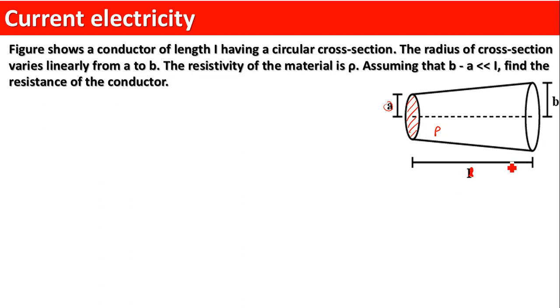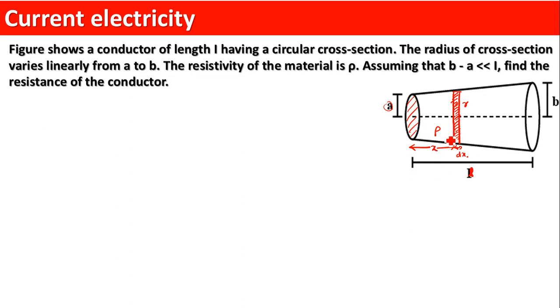Shall we start the question? Yes. Similarly to the previous problem, you can also take a small strip here, in the form of a cylinder, an elemental cylinder. The radius of this strip is say r, which is taken at a distance of x, and whose thickness is again dx.